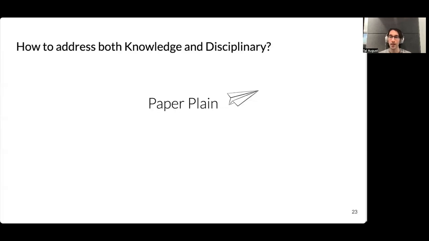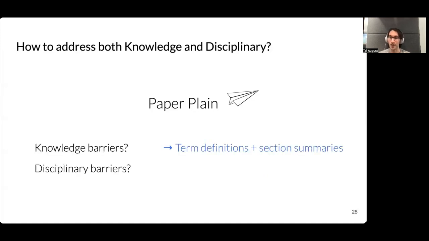So to address both knowledge and disciplinary barriers, we developed PaperPlain. For knowledge barriers, PaperPlain includes definitions and section summarization. And for disciplinary barriers, PaperPlain provides extracted and simplified answers to a curated set of frequently asked questions, or FAQs.